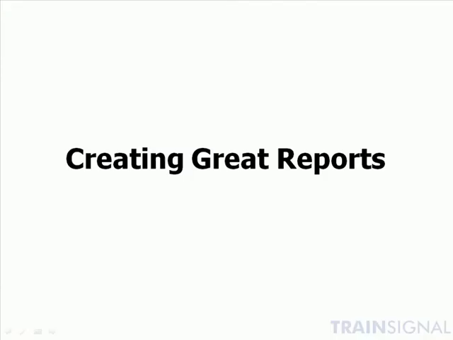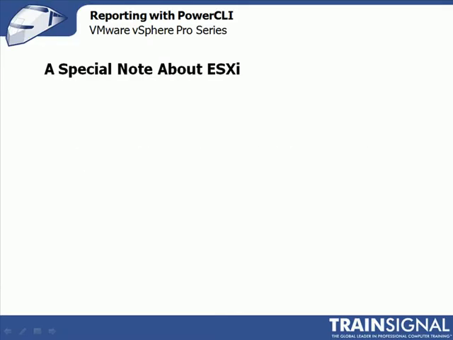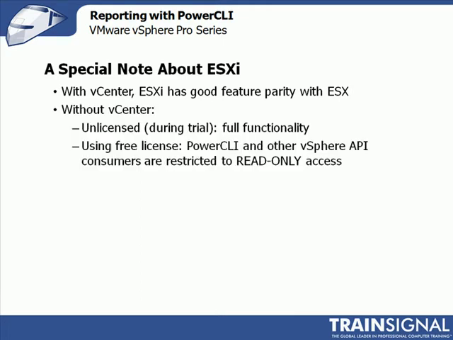Okay, let's talk about creating great reports. Before we get started, let me explain some product positioning with ESXi and how this relates to reporting. With Virtual Center, using that with ESXi, you've got very good feature parity with ESX. Without Virtual Center, if you are using ESXi during the trial period, you haven't assigned a license to it, you have full functionality. However, once you obtain a license from VMware, which you have to do within the first 60 days, I believe, and assign that license, you actually lose some functionality.